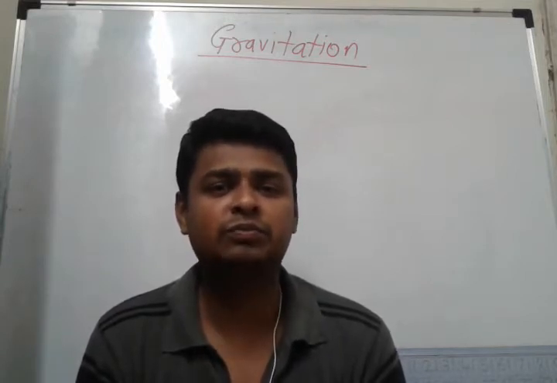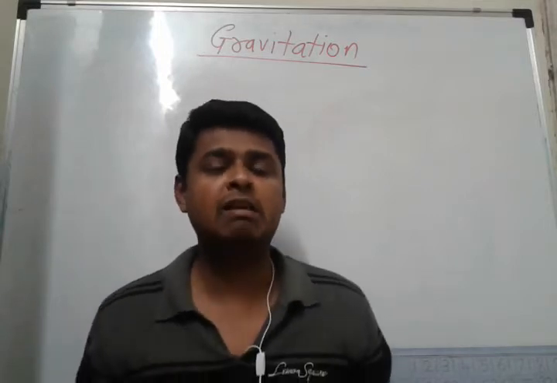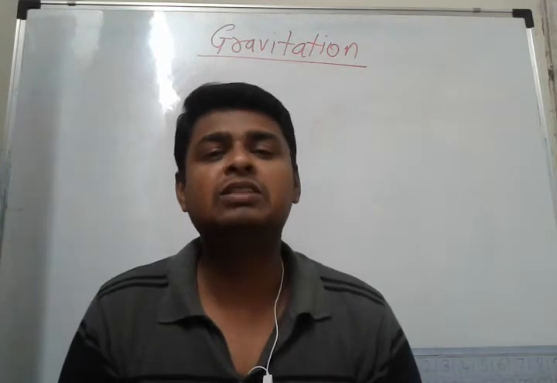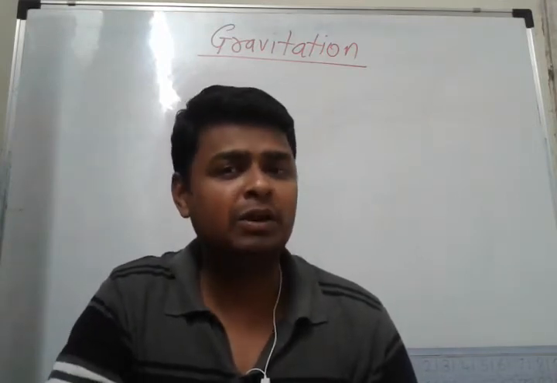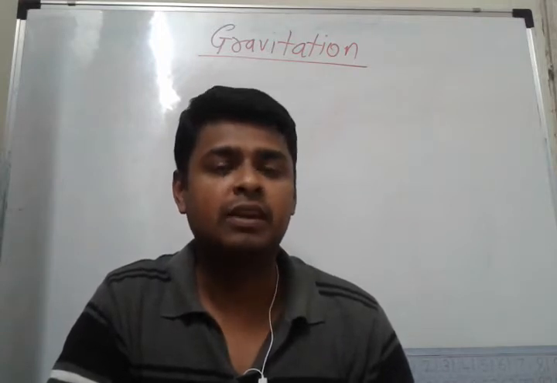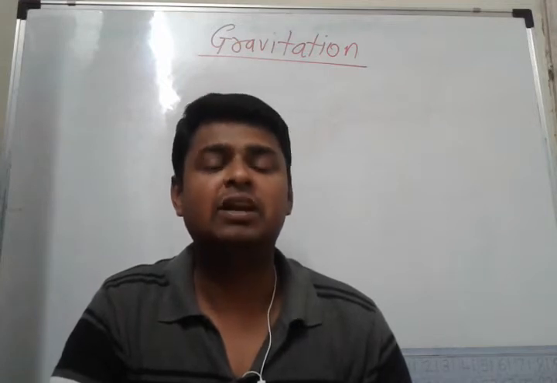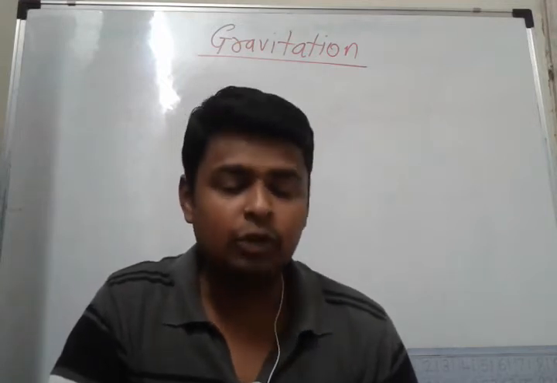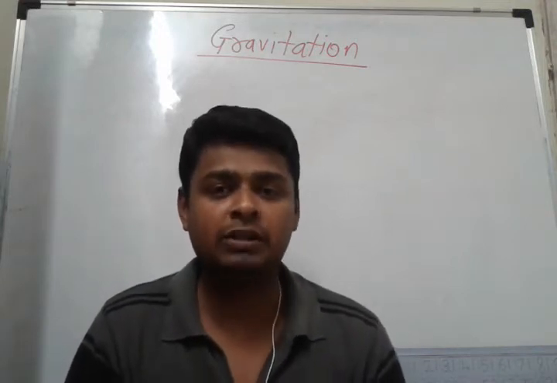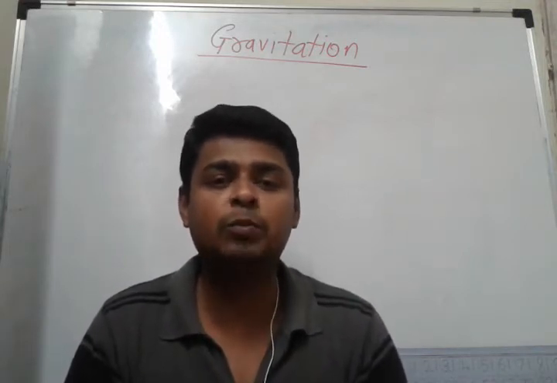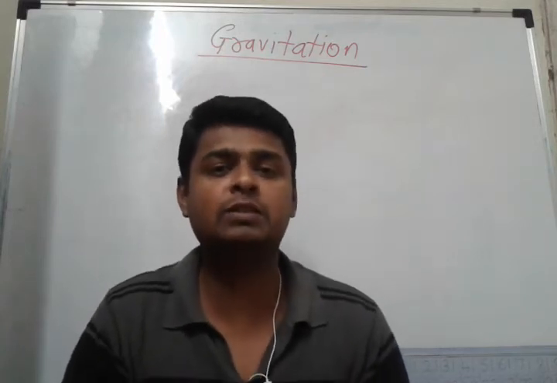Whatever he understood, we still use it for macroscopic objects. For big objects like the earth and sun, it still holds very close agreement with the experimental values. Now, first of all, we have to understand the universal law of gravitation. It says that every body attracts every other body with a force which is directly proportional to the product of their masses and inversely proportional to the square of the distance between them.